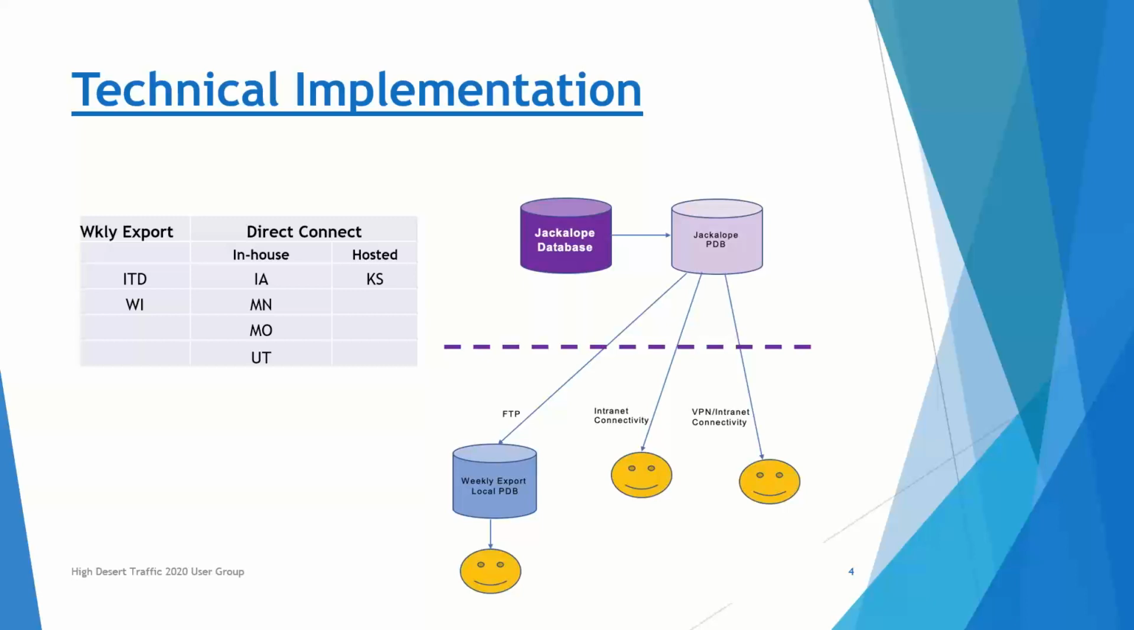The other option that is available is just a plain old VPN connection to the hosted Jackalope server and querying. So a VPN connection by a user to the Jackalope hosted server where Jackalope public database querying could take place. Wisconsin has a VPN connection established, but they don't use it for that purpose, but that is an option. Those are the different ways that people have access to their Jackalope public database.